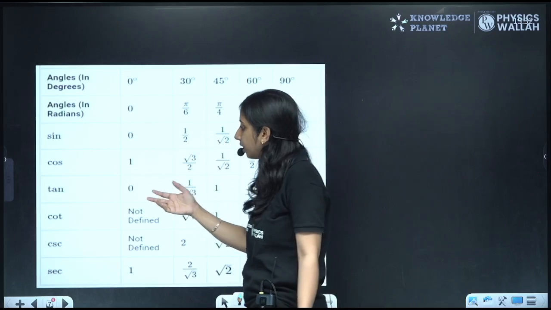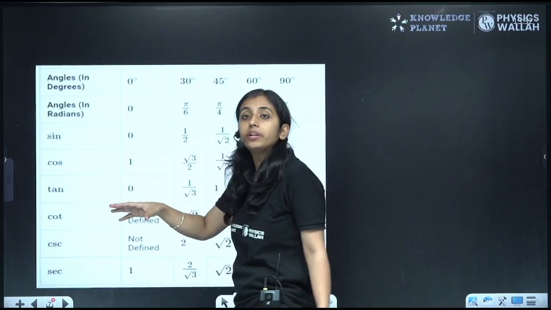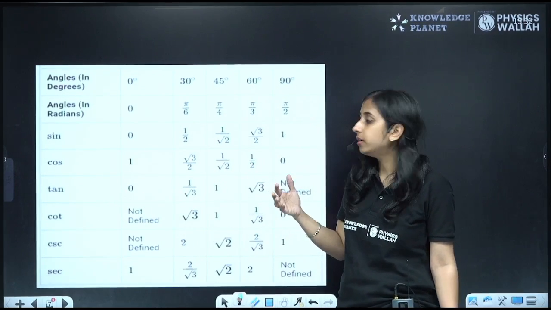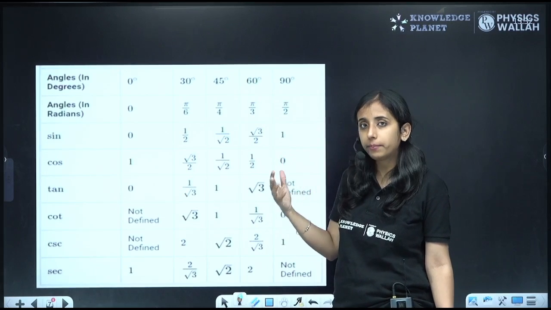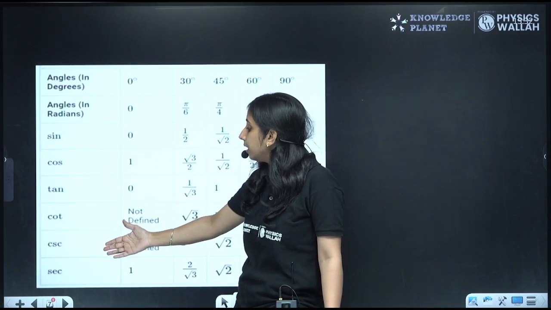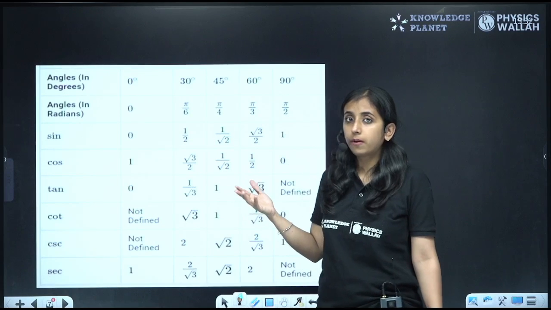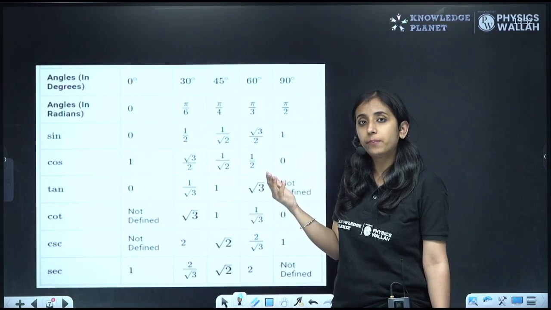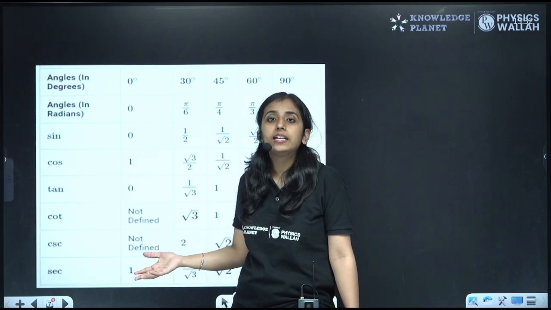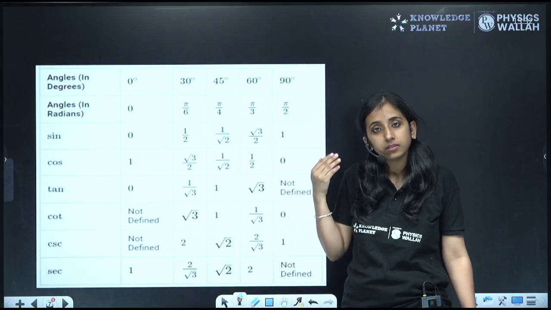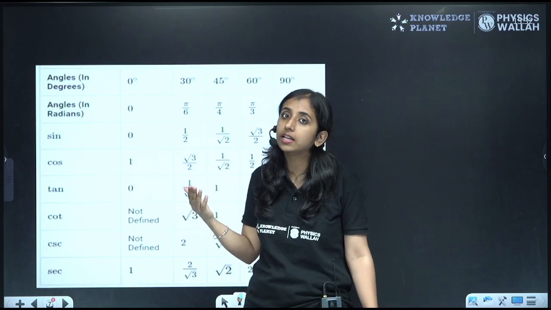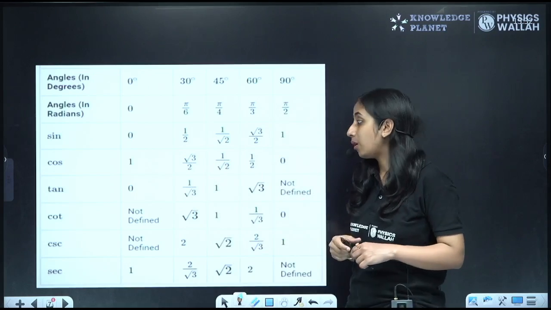Cotangent is the reciprocal of tan. So cot theta is equal to 1 by tan theta. Similarly, cosecant is the reciprocal of sine. Cosecant theta is 1 by sine theta, and secant is the reciprocal of cos. Secant theta is equal to 1 by cos theta.